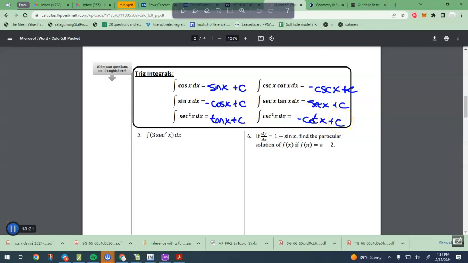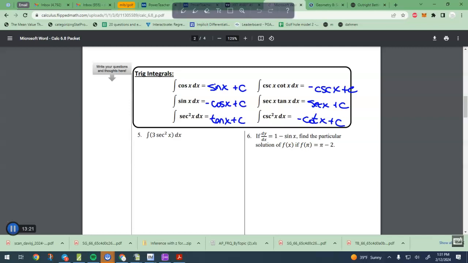Remember, if it starts with a C, the derivative is negative. That doesn't really work for integrals. If the integral has a c in it, the sign changed. That kind of.